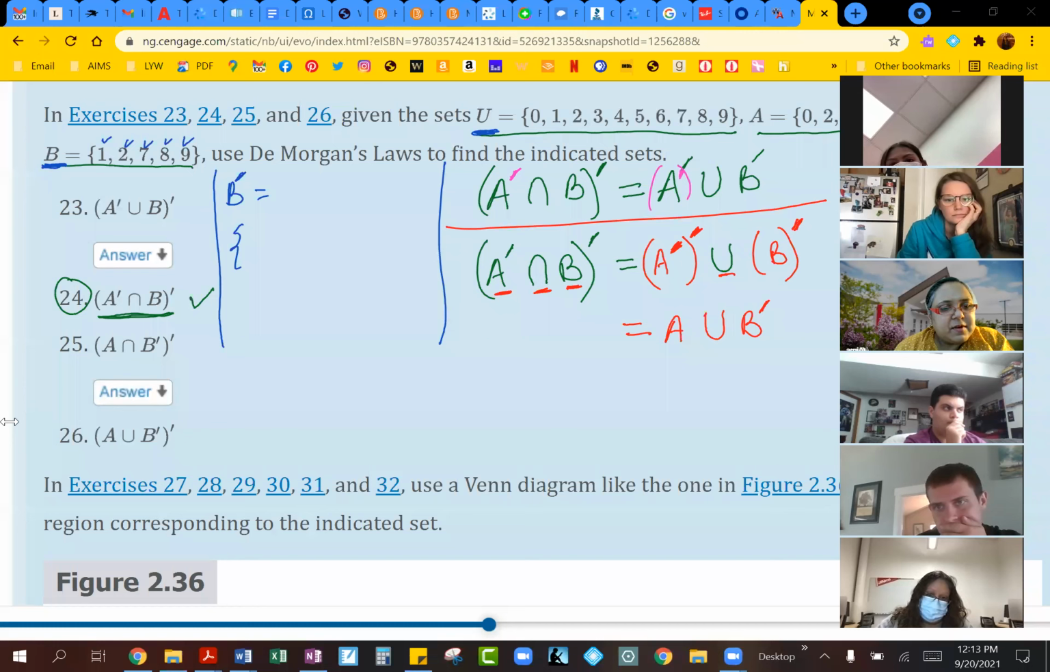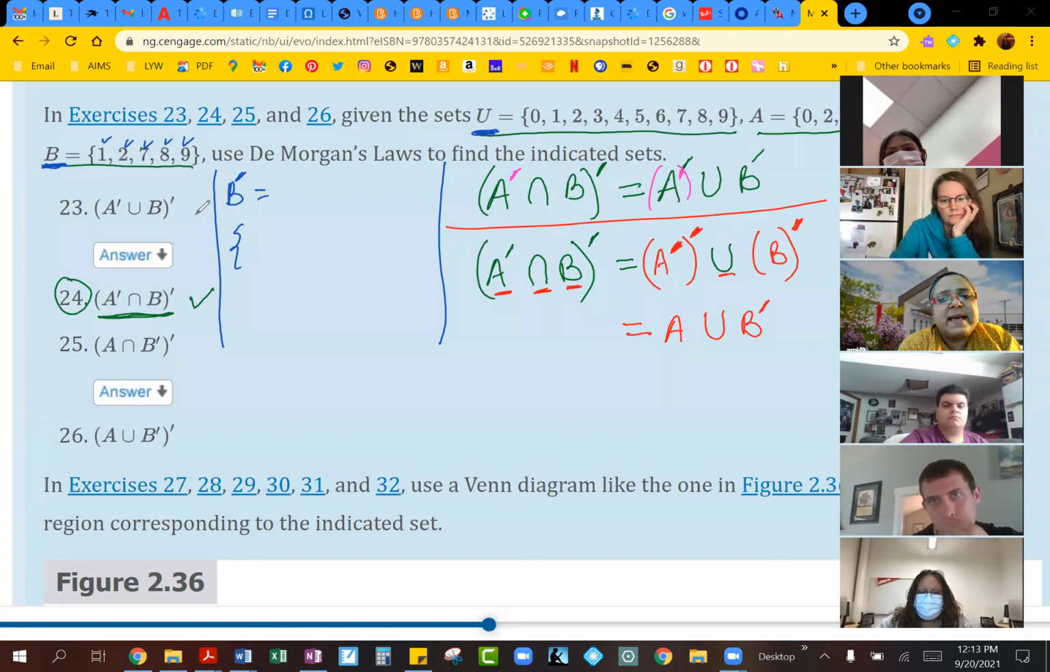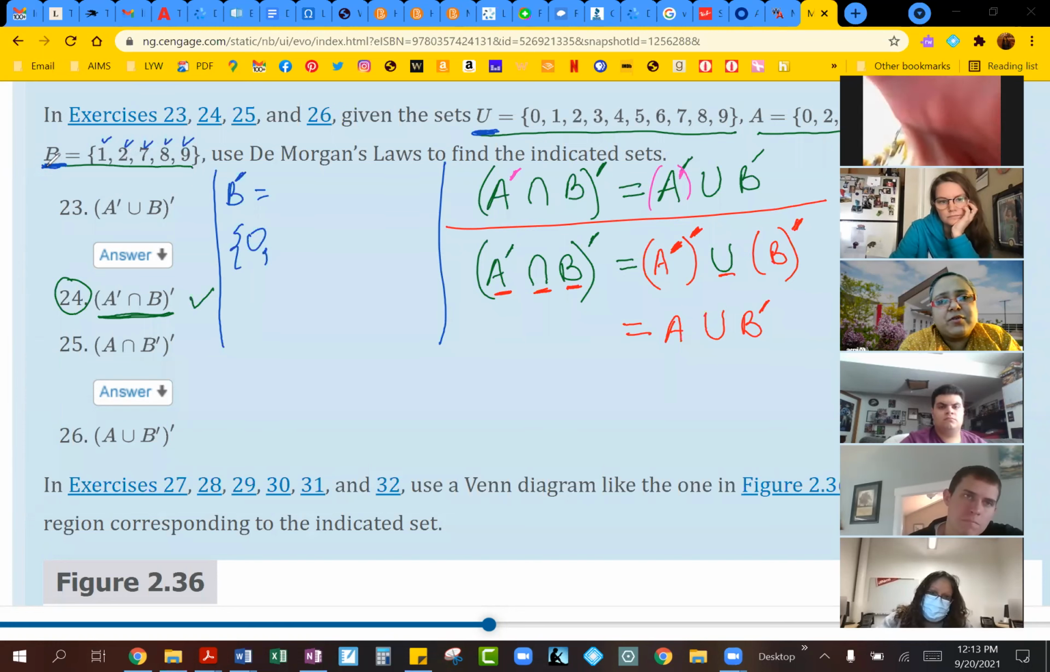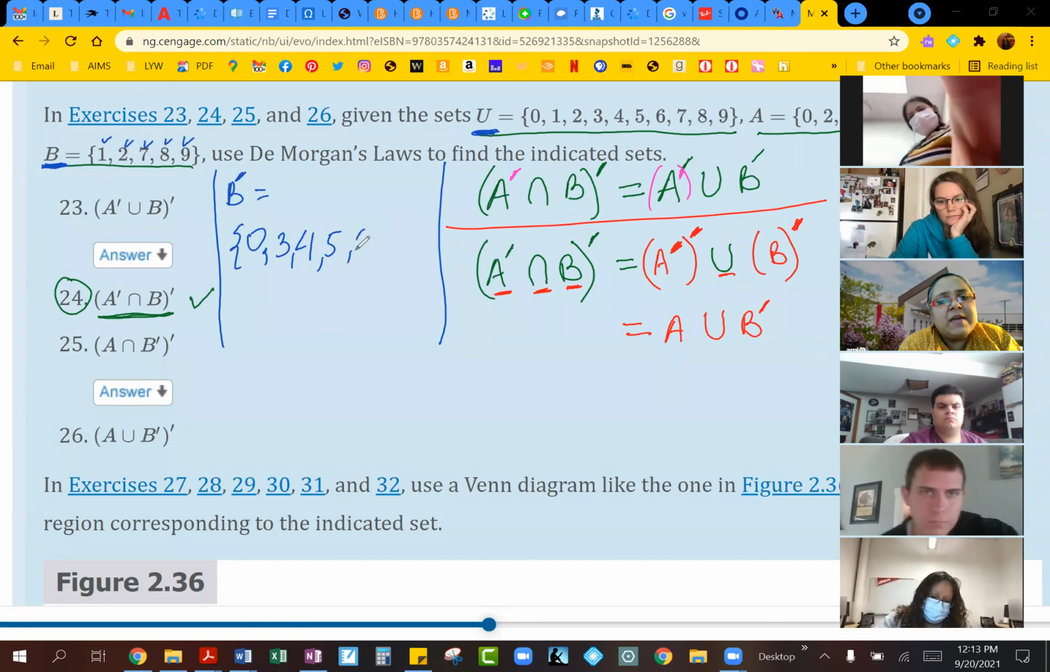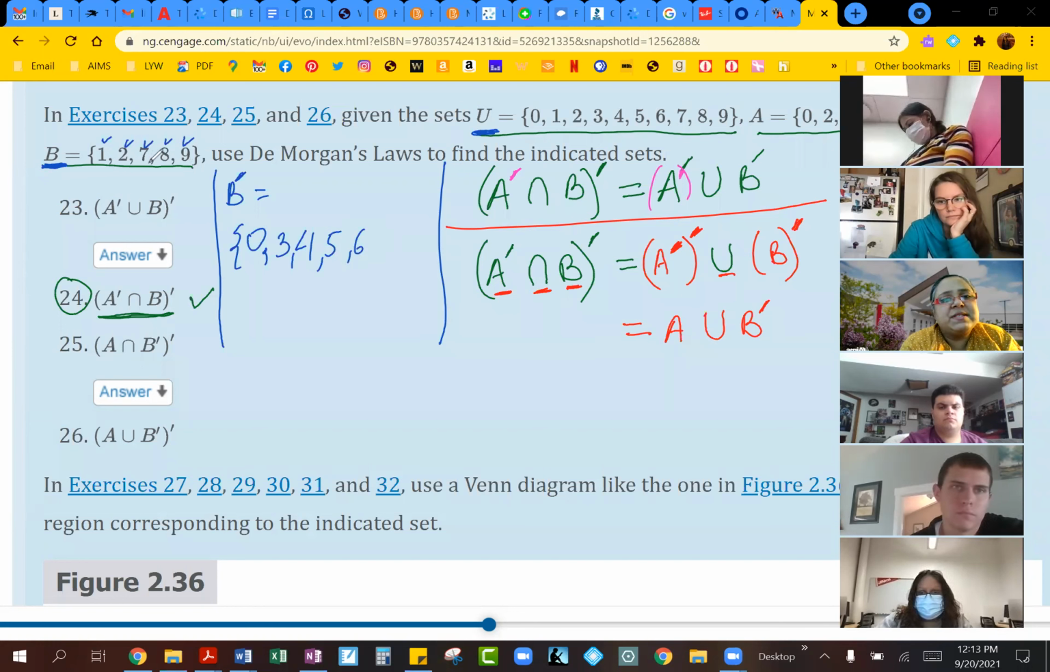Alrighty, let's see. I've got Idali, 0, 3, 4, 5, 6, Roman, Nicholas, Logan. All right, very good. So from the universal set, you can see we will need 0 because you don't have 0 as part of the original B set. We cannot use 1 and 2. So 3, 4, 5, 6. We cannot use 7, 8, 9 also because again, that's part of the original B set. So that's your B complement.